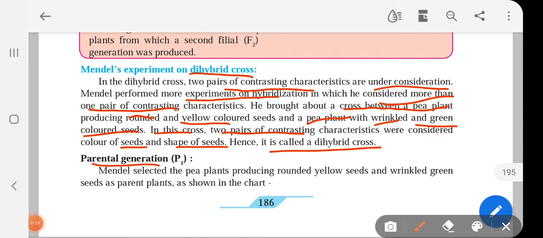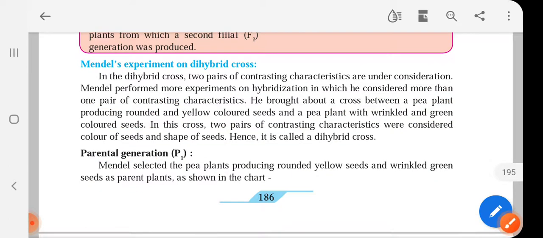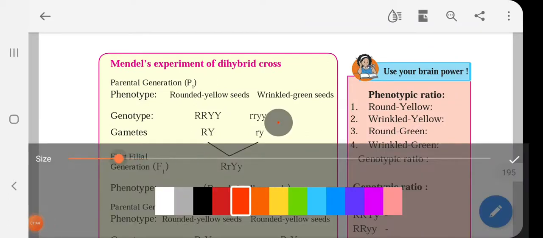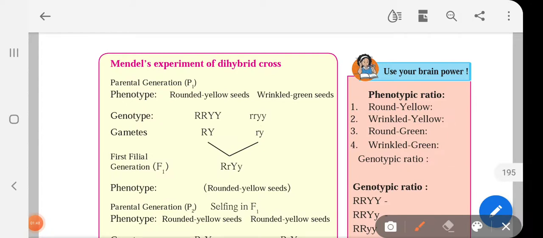So, let us see how the parental generation takes place. Mendel selected pea plants producing rounded yellow seeds and wrinkled green seeds as parent plants, as shown in the chart. Let us see the chart. Here you can see the parent and the phenotype: rounded yellow seeds, wrinkled green seeds. And the genotype: there are two capital R and two capital Y because they are dominant, and small r, small y for wrinkled green seeds.